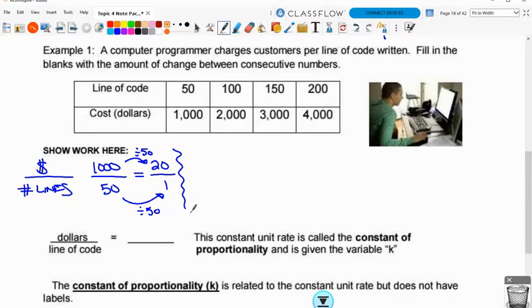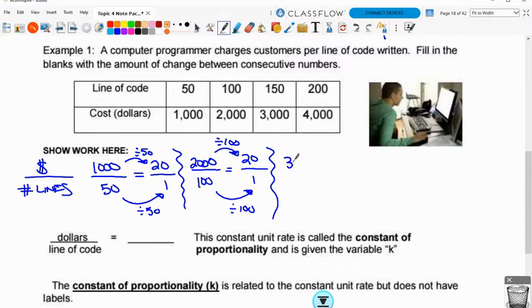Next set of data from the table, it was $2,000, and that was for 100 lines of code. Again, we're going to get a unit rate. We're going to have to divide by 100. The denominator was 100. So 2,000 divided by 100 again gives us 20 over 1. The third set of data says it was $3,000 for 150 lines of code. Get your unit rate by dividing 150 by 150, and then do your cost divided by 150. 3,000 divided by 150 is equal to 20. So we have another ratio of 20 to 1.